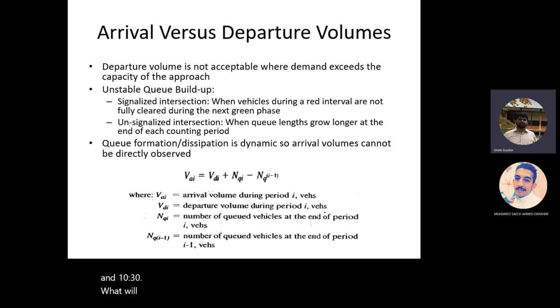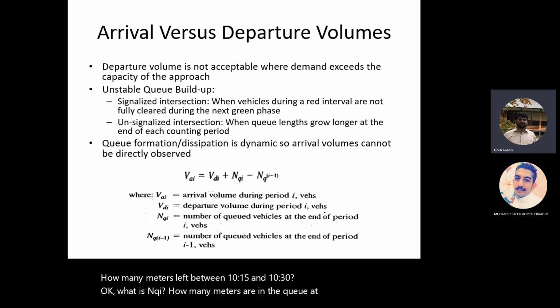What will I count? VDI. How many vehicles left between 10:15 and 10:30? What is NQI? How many vehicles are in the queue at 10:30? We said the queue is moving, right? I cannot count it continuously, so I will count it only one time at the end. How many vehicles in the queue at the end, at 10:30.